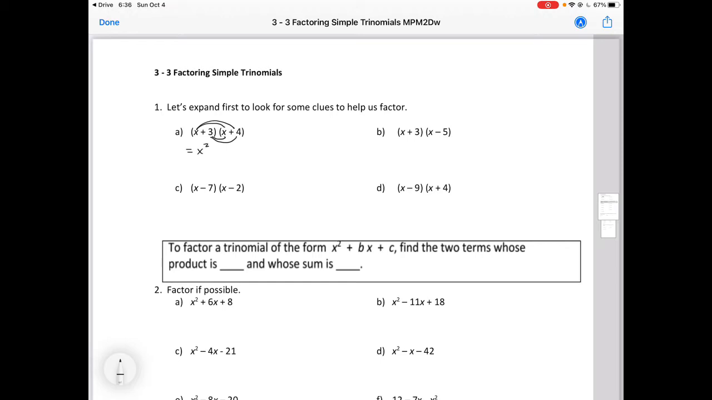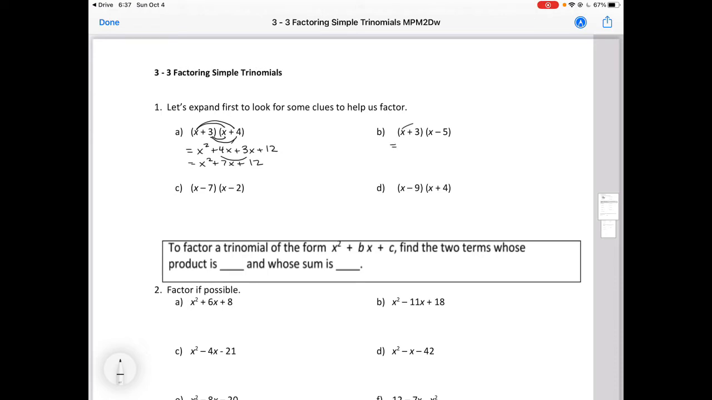So this would give us x squared plus 4x plus 3x plus 12. Collecting like terms will give us x squared plus 7x plus 12. Kind of interesting that we're multiplying those two outside terms and then adding them together.